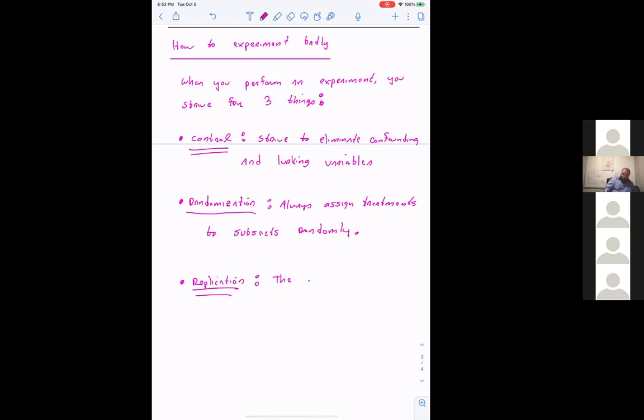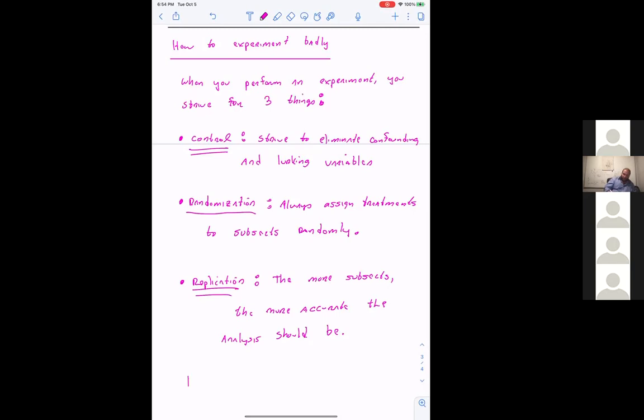The more subjects, the more accurate the analysis should be. So when you perform an experiment, you strive for these things. How do you experiment badly? By not doing these things. So if you have confounding or lurking variables, bad. If you don't randomize your treatments, bad. If you don't have a large sample, bad.